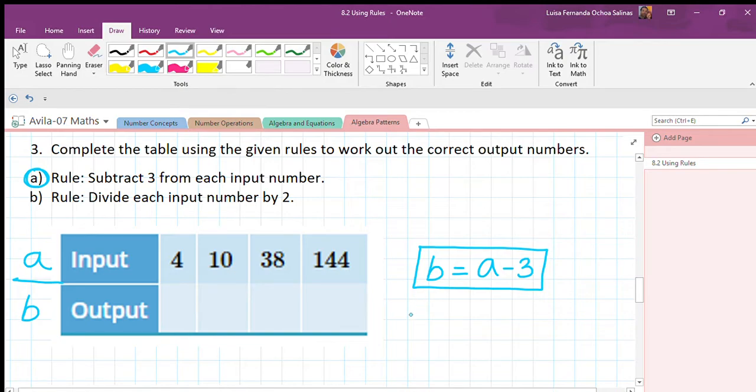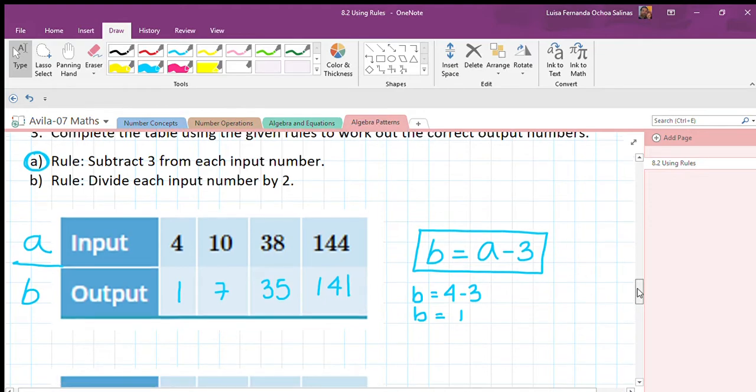We can do it here. b equals 4 take away 3, so b is equal to 1. You don't have to write this every time; I was just writing it down to make explicit where it's coming from. But we can see from here, 10 take away 3 is 7, 38 take away 3 is 35, 144 take away 3 is 141. Perfect.